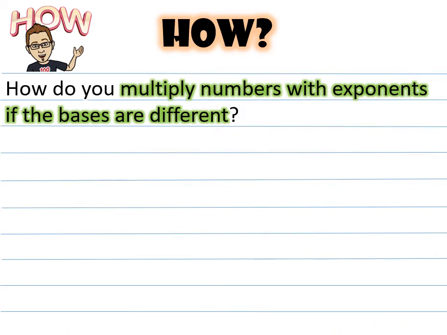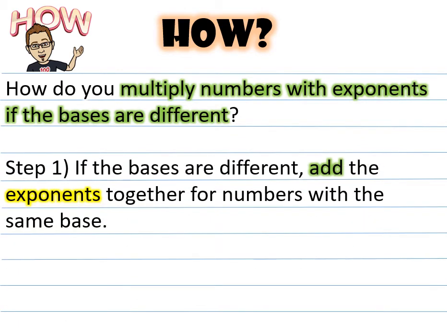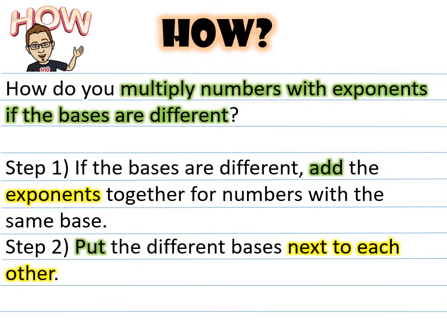How do you multiply numbers with exponents if the bases are different? Step number 1. If the bases are different, add the exponents together for the numbers that have the same base. And then step number 2, put the different bases next to each other.